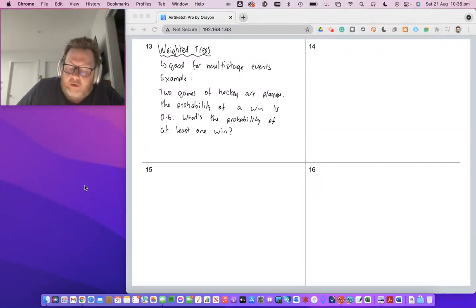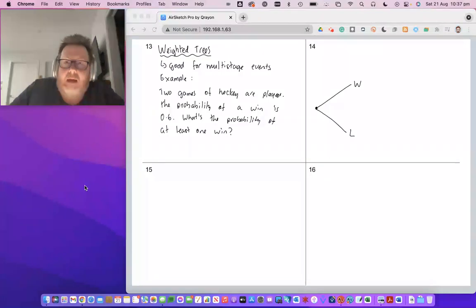Okay, so I start by generating my tree, and I start with a little dot for a node, and then I put in 2 branches like so. Try and keep the branches fairly well spread out. And I'm going to call W for win and L for loss. And so this is an outcome. So the outcomes go at the end of the branches. And then on the branch, we put the probabilities. So the probability of a win is 0.6.